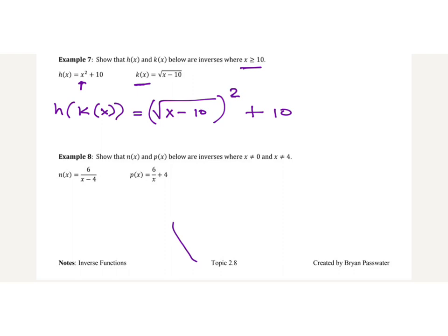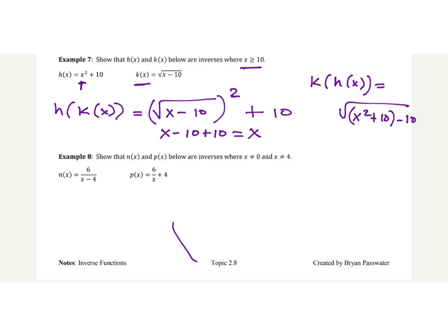And what happens when I square a square root? So x minus 10 plus 10 makes x. If I were to plug h of x into k of x, I'm going to have x squared plus 10 minus 10. Those 10s are going to cancel. What's the square root of x squared? X. So h and k must be inverses.